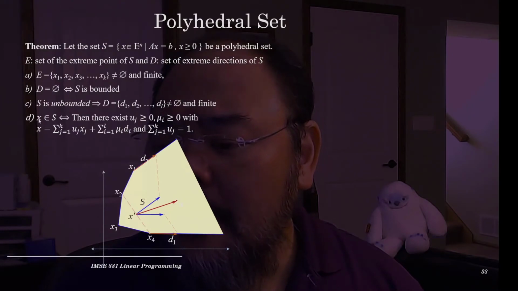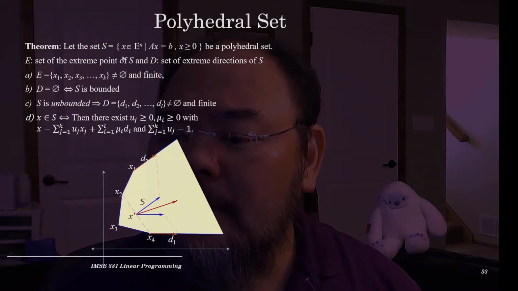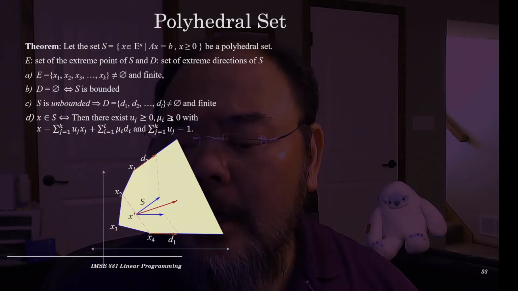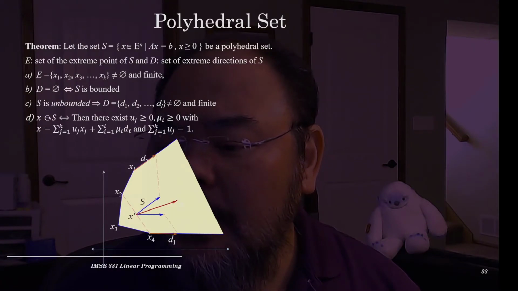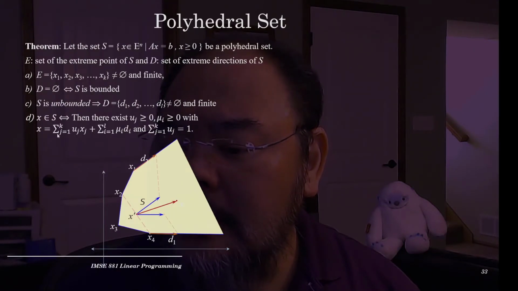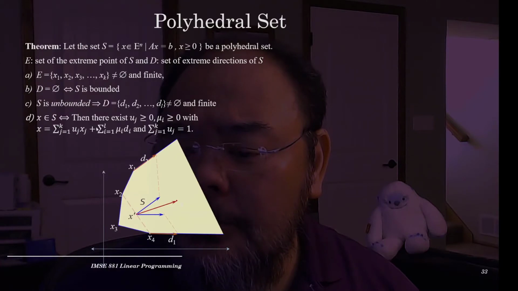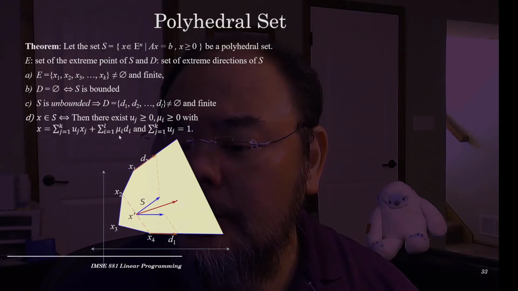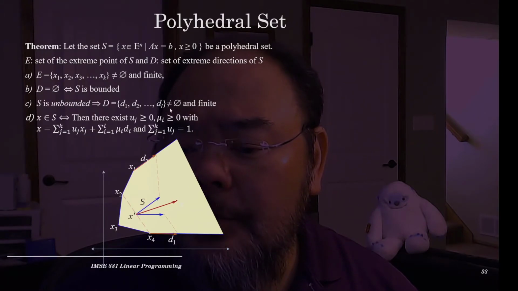Now we say any point belonging to S is represented as follows: there exist uj non-negative and mu i non-negative such that any x belonging to the set S can be represented as the convex combination of the extreme points plus the cone combination of the extreme directions. To define it as a convex combination, the summation of uj equals 1, but there is no restriction on mu i. The mu i just has to be non-negative.